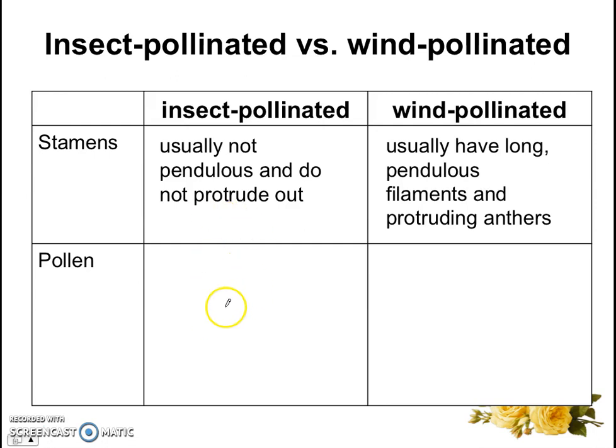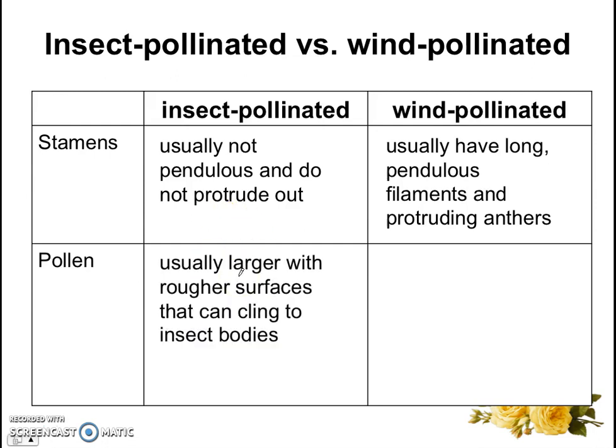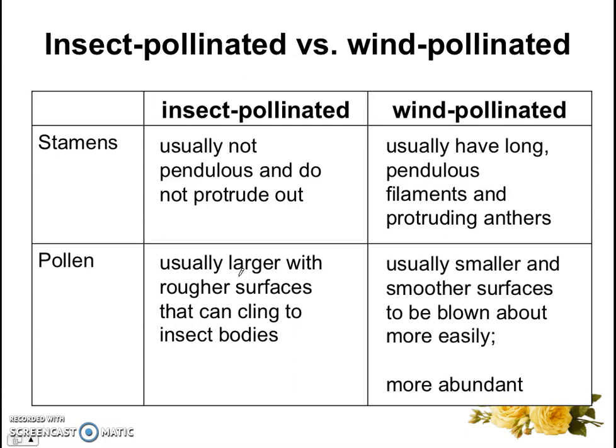As I've already mentioned, the insect-pollinated pollen tends to be larger with rougher surfaces that can cling onto pollinators. And for wind-pollinated flowers, the pollen tends to be smaller, smoother, and more easily blown about. And also produced in greater numbers, right, because the wind carries by chance. But insects, well, it tends to be a bit more accurate, so they just go from one flower to another flower.